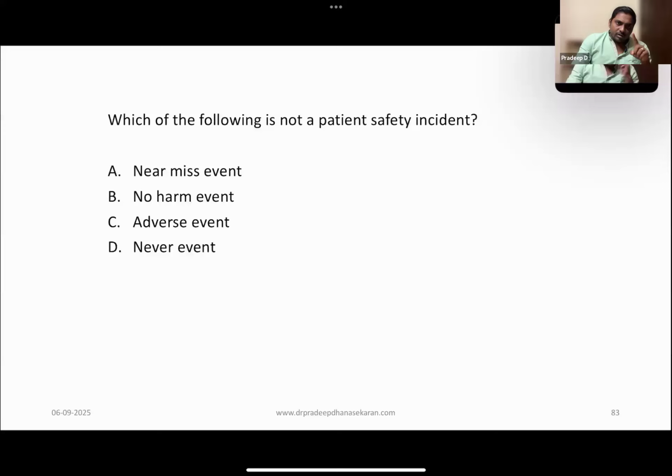So, which of the following is not a patient safety incident? Near miss is a patient safety incident. No harm event, adverse event is a patient safety incident. And never event is not a patient safety incident.